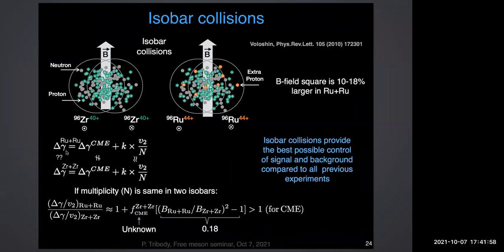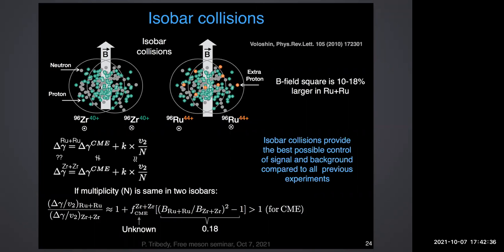Let's get this V2 on this side. So you have delta gamma over V2 in ruthenium over delta gamma over V2 in zirconium will be 1 plus a fraction of CME in zirconium times the ratio of the magnetic field square in ruthenium over zirconium minus 1. Because this is 18% larger in ruthenium, this term minus 1 is 0.18, and this one is FCME. FCME means if you take the ratio of CME over the total, that's the term.